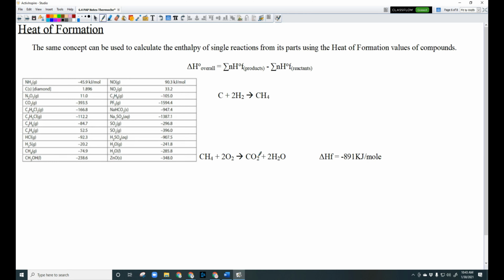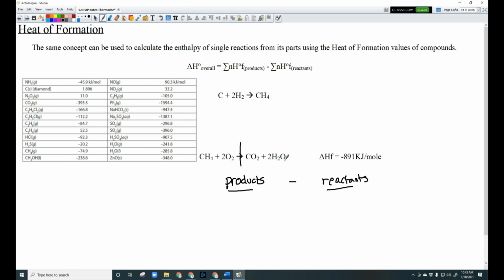Okay, all right. So what I do is, products minus reactants. And this is just my method. You don't have to do it this way. That just keeps it straight for me. All right, so here are my products and here are my reactants. I'm going to do my products first.